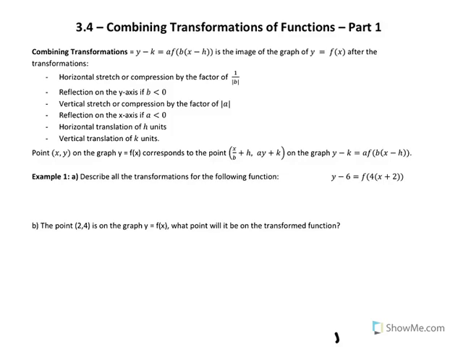3.4 Combining Transformations and Functions Part 1. Okay, so we have this formula that we can use right here. And we've gone through each of those transformations in previous lessons. So k moves it up and down, h moves it left and right, a is your vertical stretch or compression, and b is your horizontal stretch and compression by a factor of 1 over b.